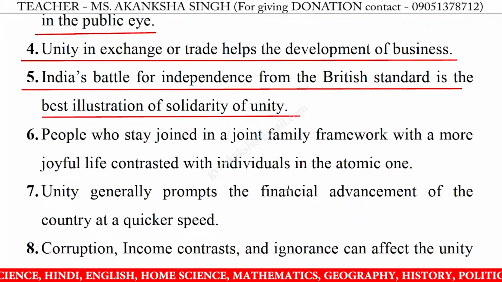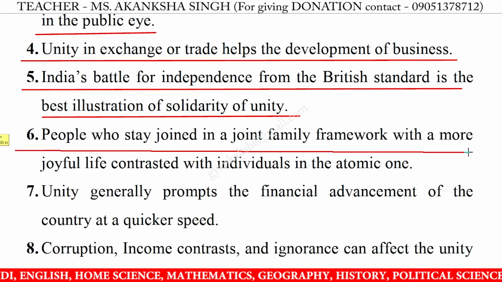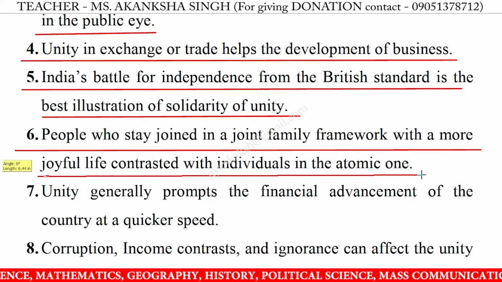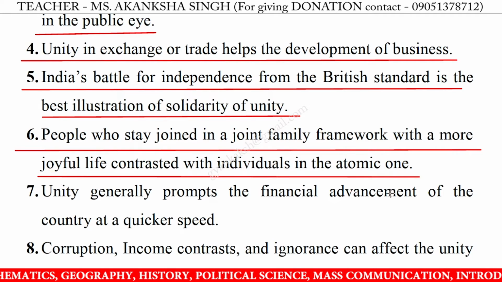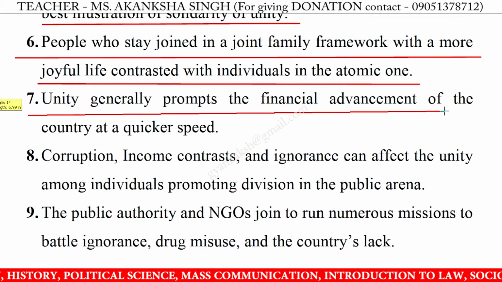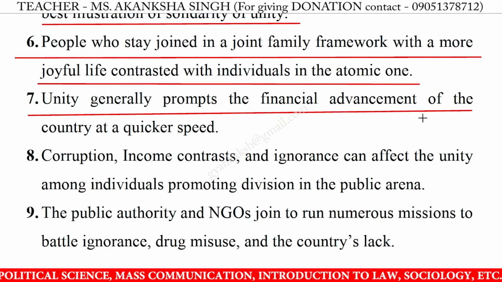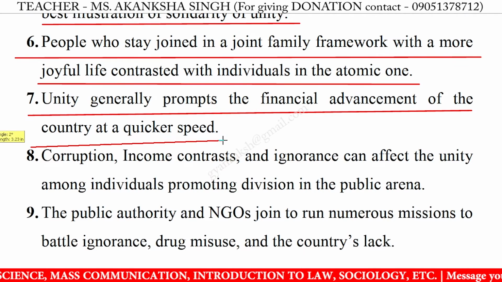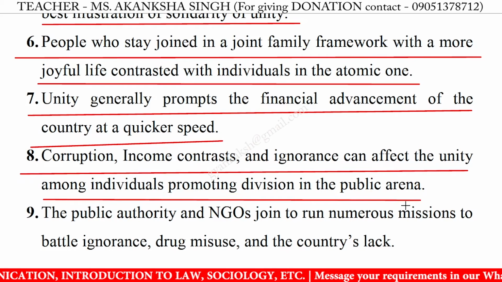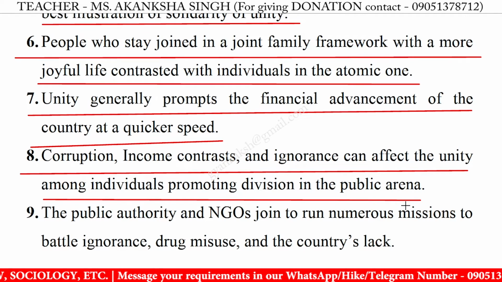Number 6. People who stay joined in a joint family framework have a more joyful life contrasted with individuals in the atomic one. Number 7. Unity generally prompts the financial advancement of the country at a quicker speed. Number 8. Corruption, income contrast, and ignorance can affect the unity among individuals, promoting division in the public arena.